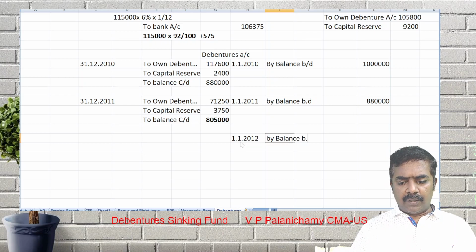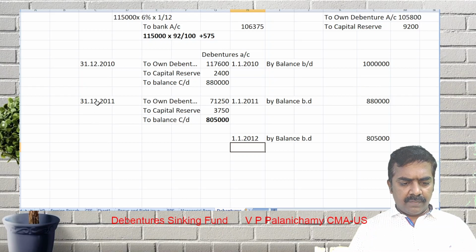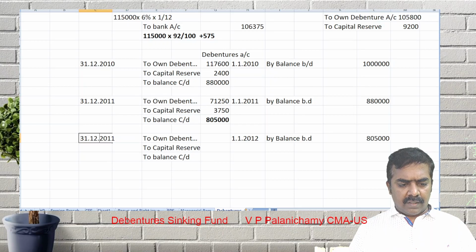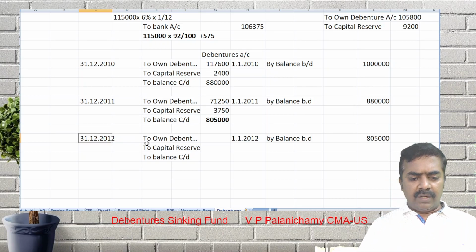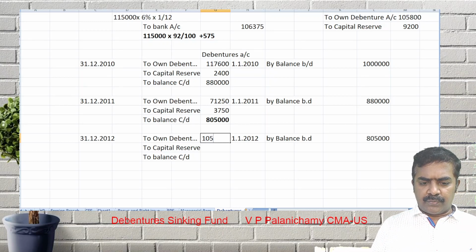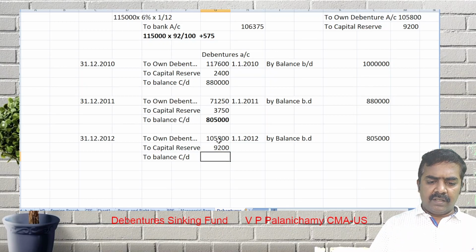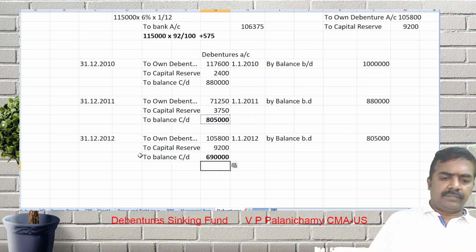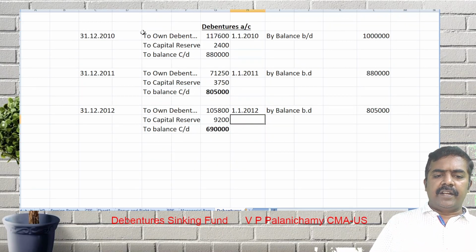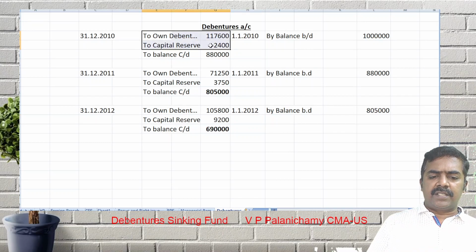Balance brought down. What is the opening balance? 8,05,000. At the end of the year, 31/12/2012, how much have we cancelled of own debentures? 105,800. Capital reserve 9,200. To balance carried down. Debentures are not redeemed, they are bought back as own debentures and cancelled.